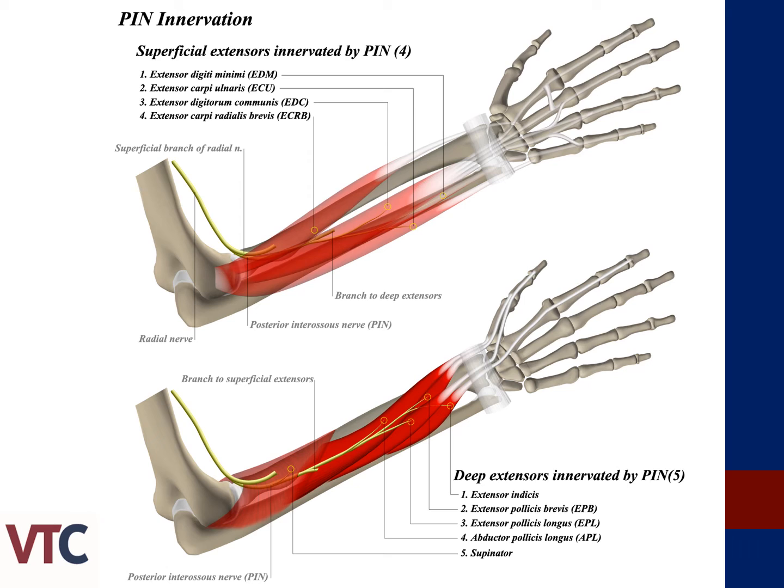It is important to think about which region of compression is occurring and the resulting clinical picture. If the medial branch of the PIN is compressed, it will result in weakness of the ECU, EDM, and EDC musculature, while compression of the lateral branch will result in weakness of the APL, EPB, EPL, and EIP musculature.